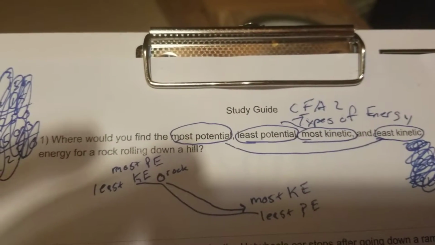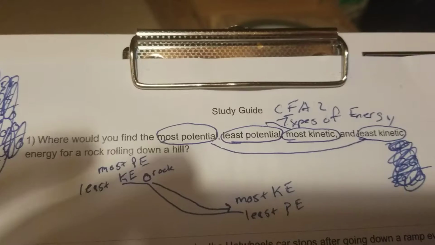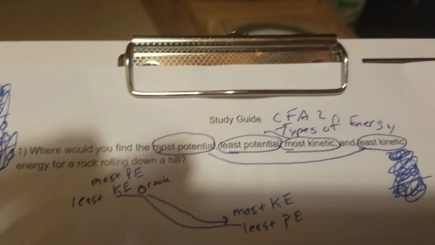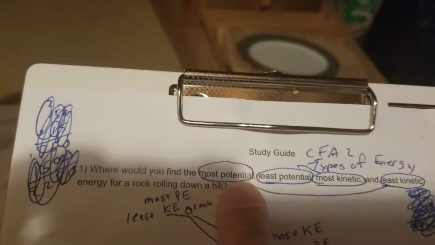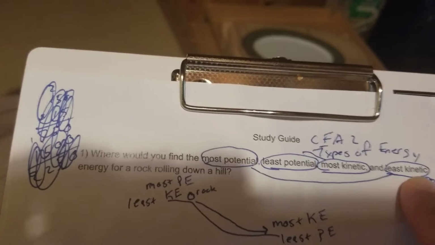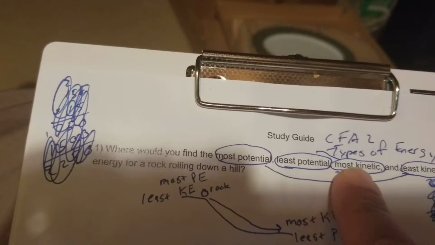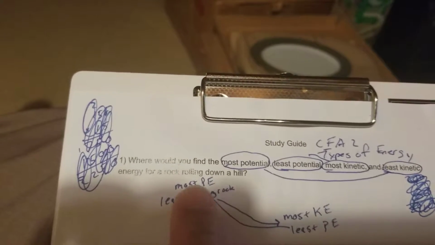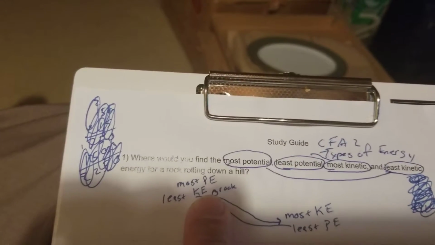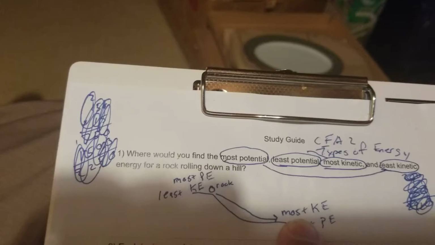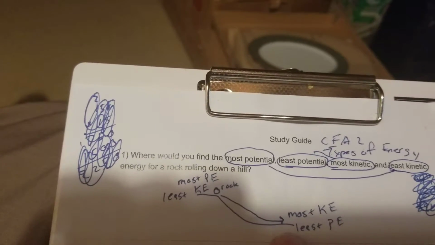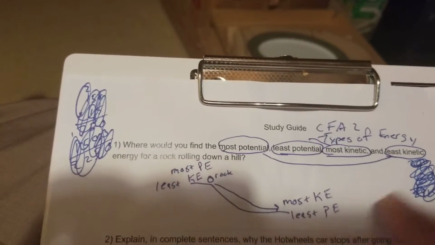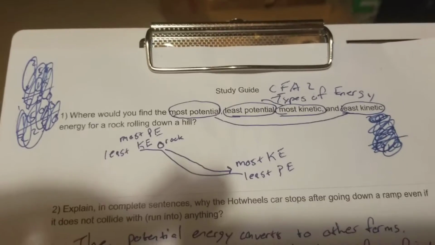Where would you find the most and least potential and most and least kinetic energy of a rock rolling down a hill? Remember, most potential and least kinetic are actually the same spot. Least potential and most kinetic are the same spot. The top of the hill has your most potential energy, so it has your least kinetic energy. Roll on down, most kinetic energy, least potential energy. It's all the way at the ground, so that's how that one works out.